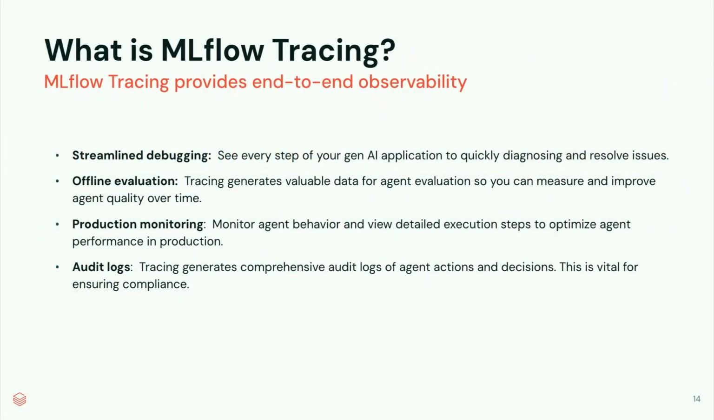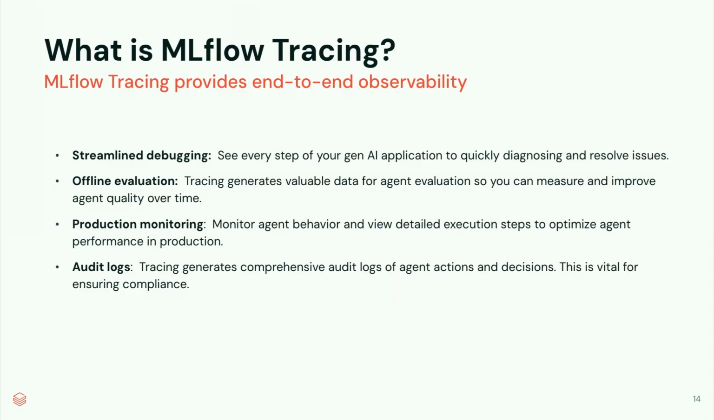What is ML tracing? ML tracing provides end-to-end observability. It provides all of these features that help you get the Gen AI system you build to high quality. It has streamlined debugging for every step of your Gen AI applications. You can quickly diagnose and resolve issues. Offline evaluation: you can use our proprietary technology for LLM Judge to do agent evaluation, and then you can measure improved agent quality over time.